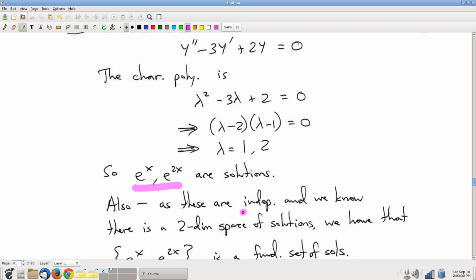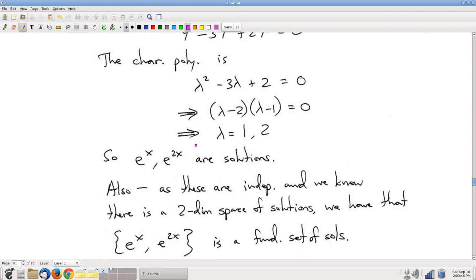these two functions are independent because they're not multiples of each other, and that's one of the nice things about a list of two vectors. Two vectors are independent if and only if they're not multiples of each other. Neither one is a multiple of the other. So they're clearly independent. And we can make our linear algebra arguments.